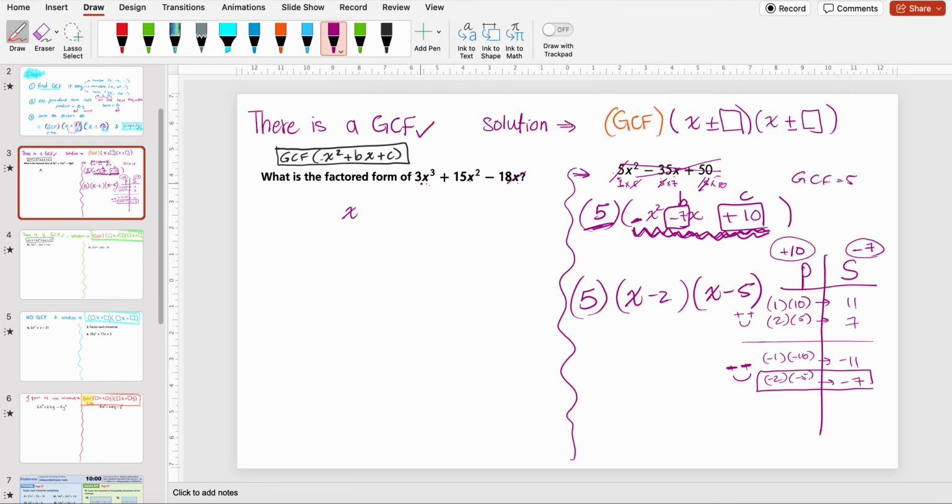I can take 3 because here I have 3, here I have 5 times 3, here I have 3 times 1, and here I have 3 times 6. Okay? So I can take 3 out. Now that's my GCF. Look. Now what do I have left?